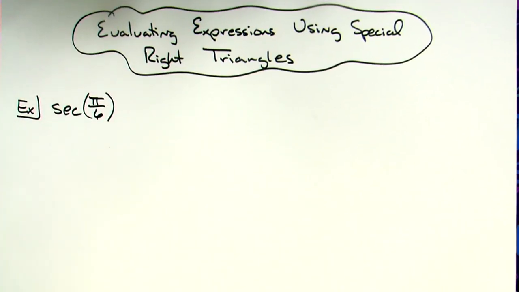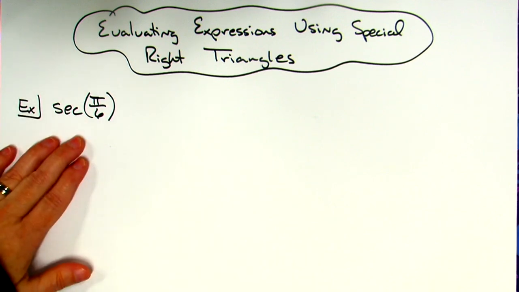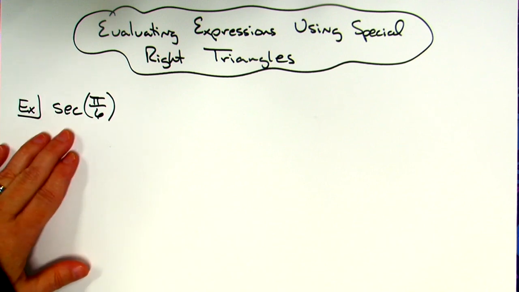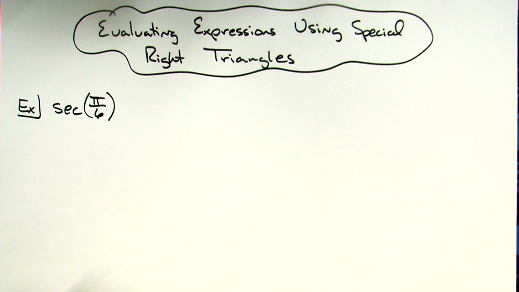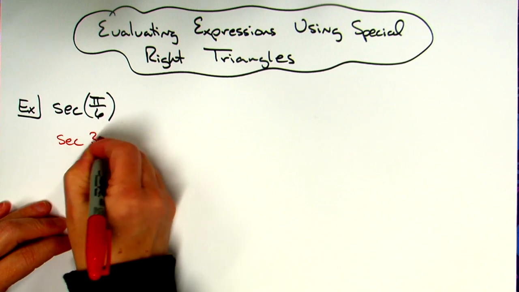In this video, we're going to take a look at evaluating a single trig function, but utilizing those special right triangles. Okay, now this is asking for the secant of pi over 6. There is a variety of ways you can do this. But if you realize that pi over 6 is the same thing as 30 degrees, then we're really asking for the secant of 30 degrees.